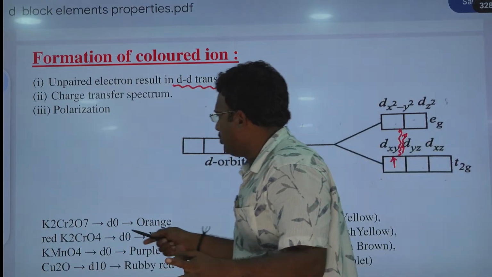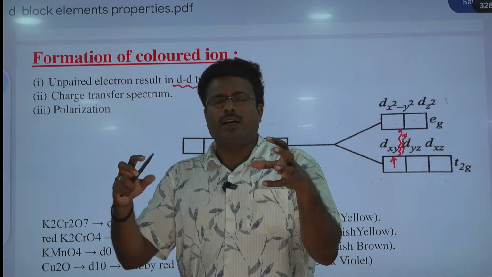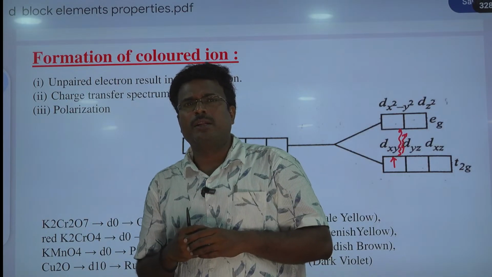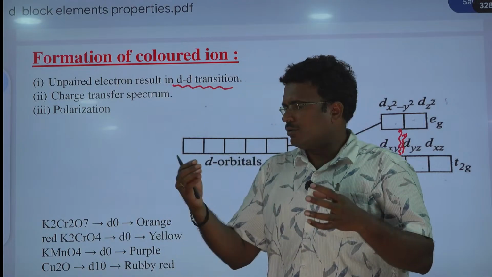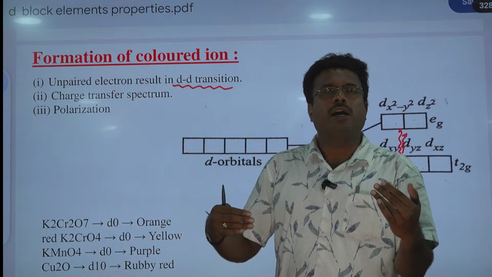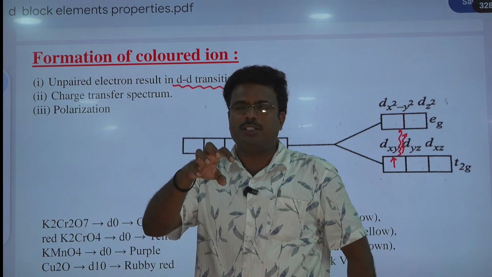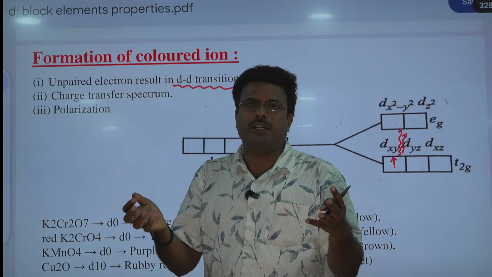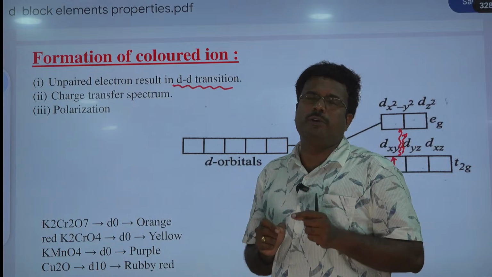So here, for example, one metal is there and another one is a ligand, right? Some amount of charge is transferred from metal to ligand and from ligand to metal. At that time some amount of energy will be absorbed and the rest transmitted. That is called the charge transfer spectrum. Only charge will be transferred.